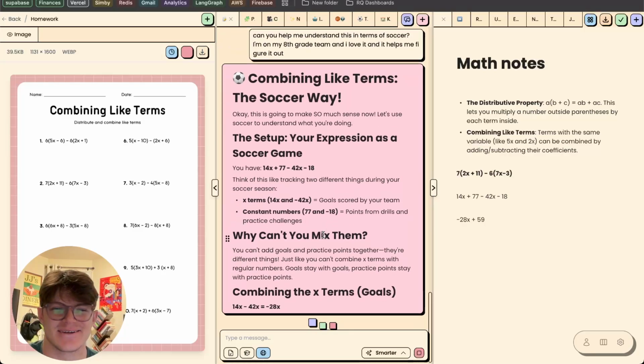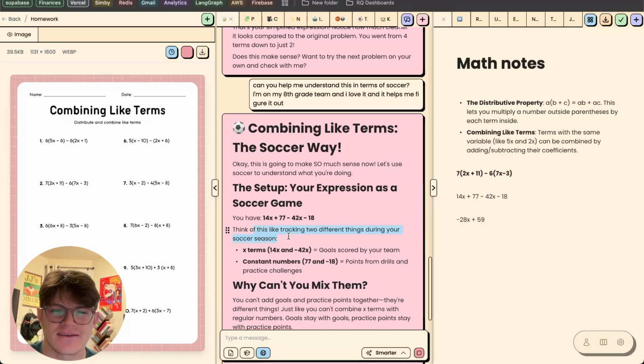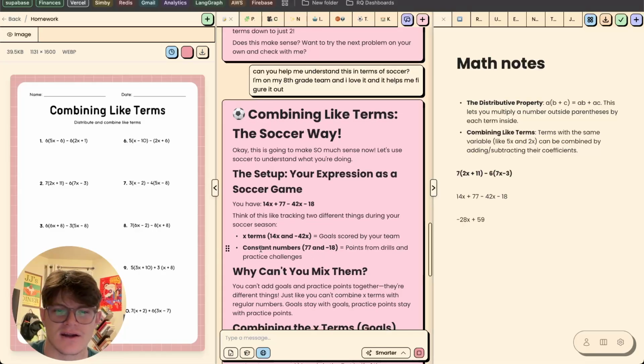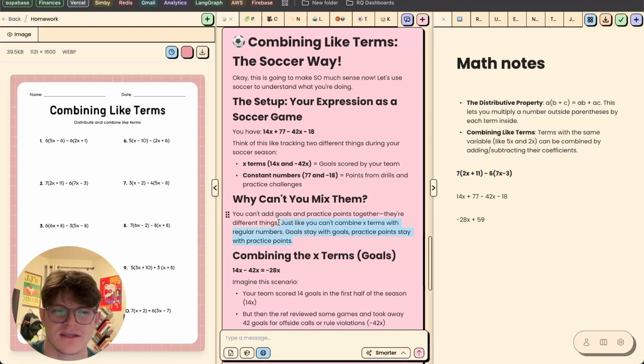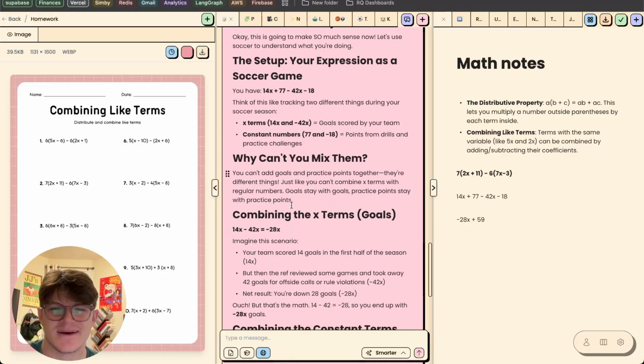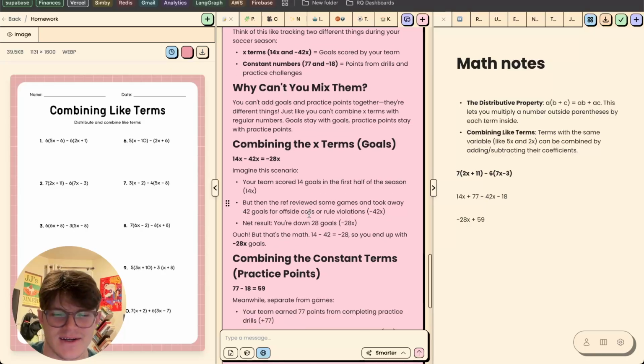And so what Simby is going to do is try to come up with a soccer way to help me understand combining like terms. So it's saying it can think of this like tracking 2 different things during your soccer season. 14x and minus 42x are goals, and our constant numbers are points from drills and practice challenges. And it's like, why can't we mix them? And it's because goals are different than points from drills and our practice challenges.